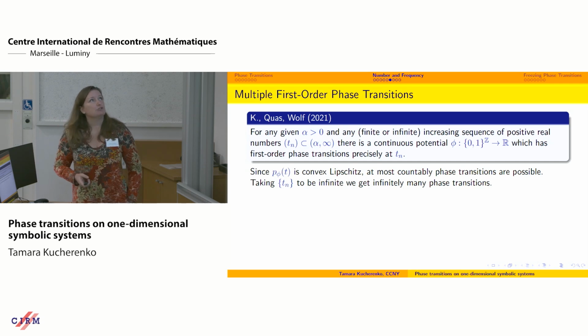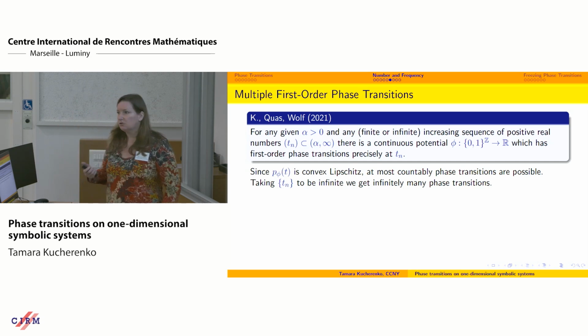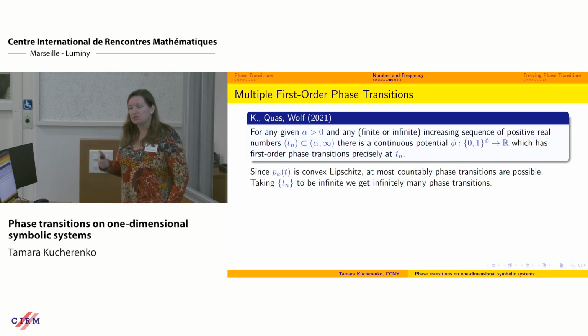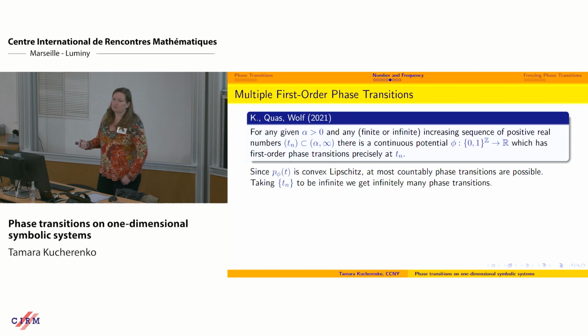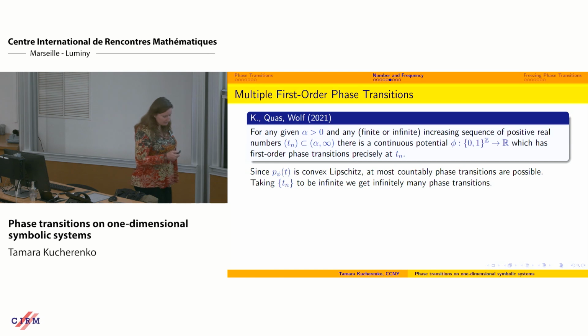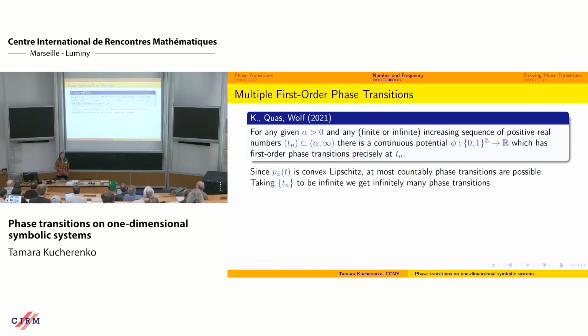Yes, right. So my pressure function is always convex and Lipschitz, and the first order phase transitions correspond to non-differentiability points, so we can only have countably many of them. And we do get infinitely many here, so the case of infinitely many is realized. We were extremely happy with this result. We kind of thought we proved everything we can possibly prove about phase transitions.